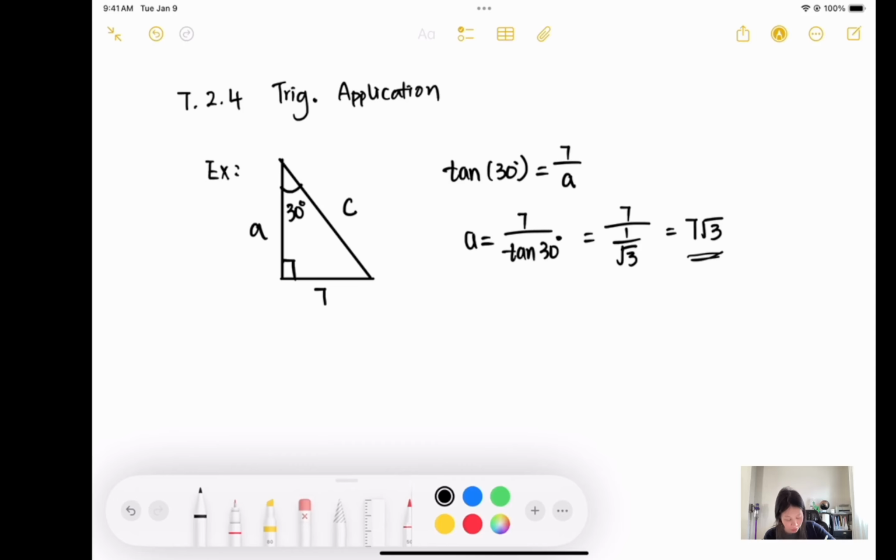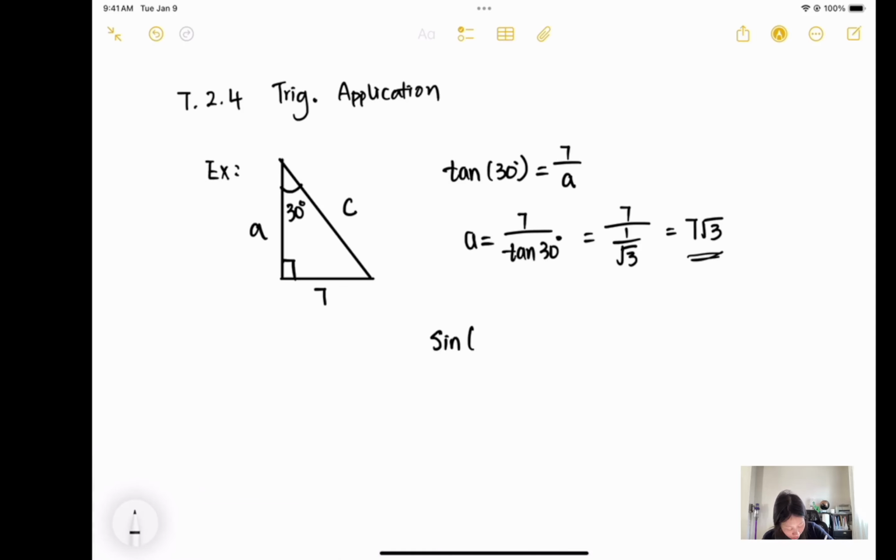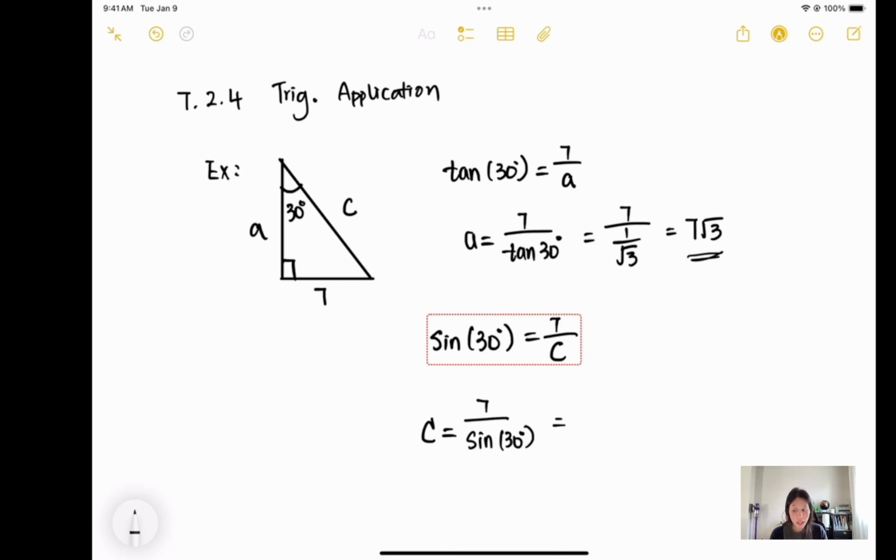So let's use sine. Sine 13 degrees is equal to the opposite side, which is 7, over the hypotenuse, which is C. So we solve for C: C equals 7 over sine 13 degrees. And sine 13 degrees is equal to 1/2. So I have 7 over 1/2, which means C is equal to 14. So that's the length of it.